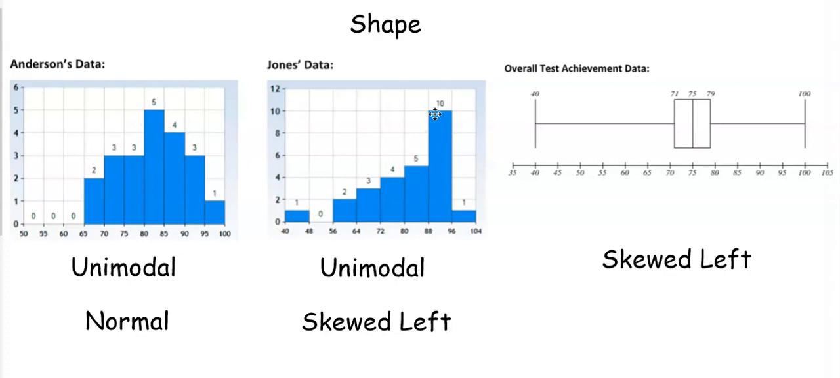Jones's data is unimodal because it has its one peak, and it is skewed to the left. Skewed to the left, remember, shows that we have most of our data to the right, but we do have this tail end to the left. In the box plot, we can tell that this is skewed to the left because the distance from 40 to 71 is greater than the distance from 79 to 100. These data values to the left change the shape from looking completely symmetric. So we have a long tail to the left, so it is skewed to the left.